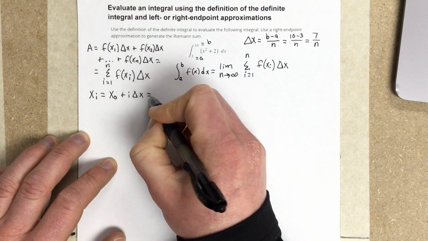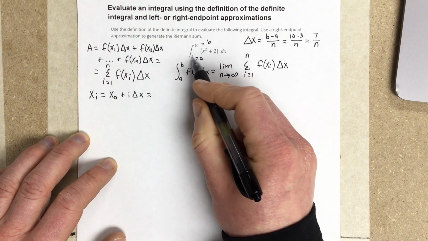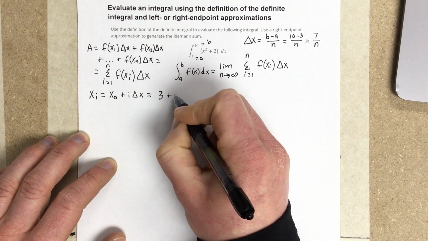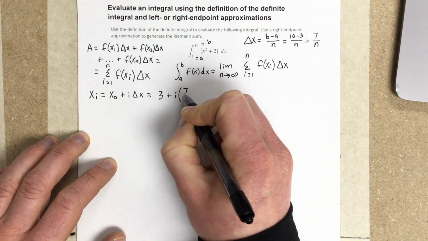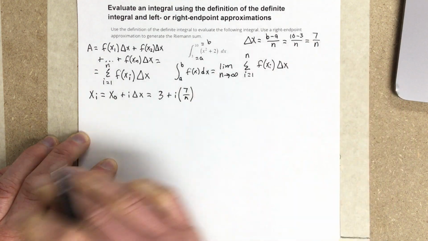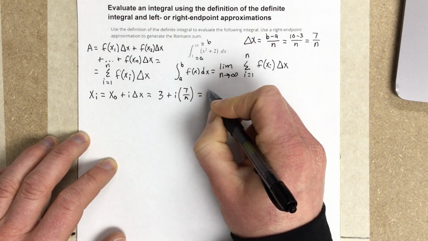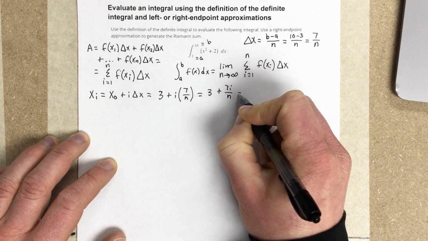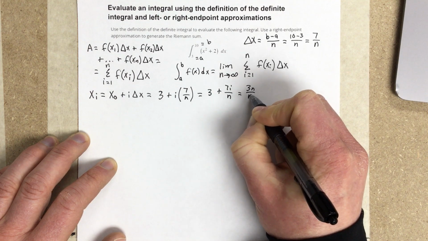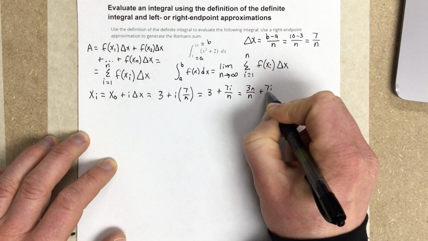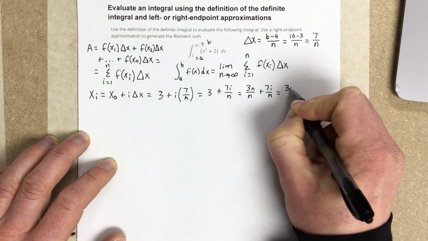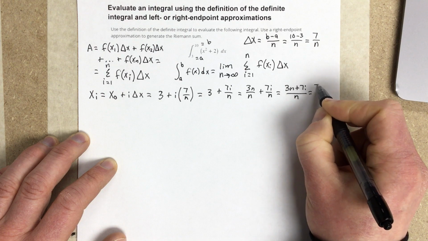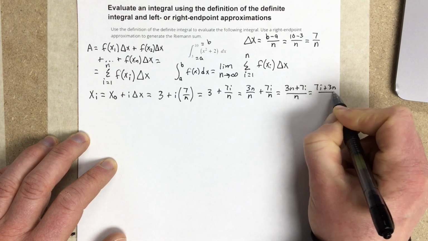We can start to substitute some stuff into that. So x sub 0 is this 3 spot, a. So we're going to say 3 plus i, and then change of x we just found was 7 over n. So we can write that as equal to 3 plus 7i over n, which is 3n over n when I find a common denominator, plus 7i over n, which gives you 3n plus 7i over n. Or we can reverse that and write that as 7i plus 3n over n.